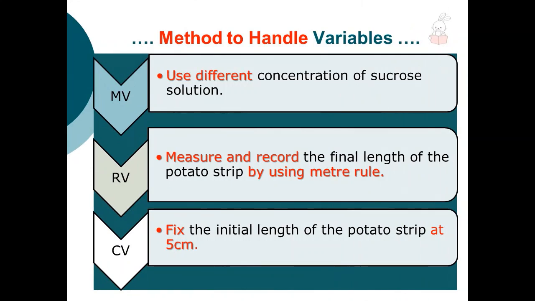Now we discuss the method to handle variables. Please look at the highlighted keywords in the suggested answers. Number 1, for the MV, use different concentration of sucrose solution. Number 2, the RV method to handle is measure and record the final length of the potato strip by using meter rule. Number 3, the CV method to handle is fix the initial length of the potato strip at 5 cm.